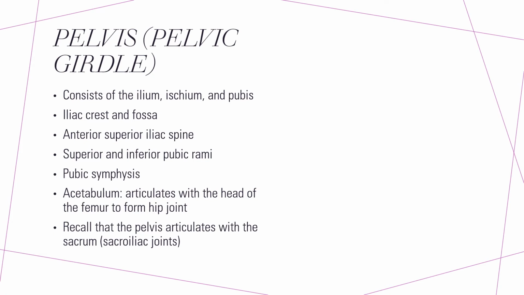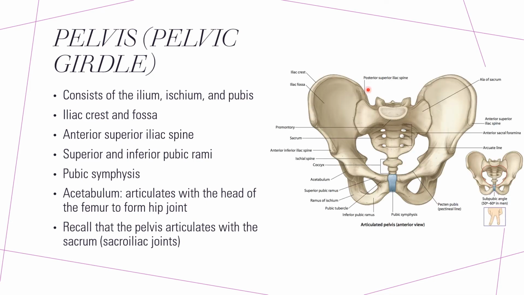Now let's look at the pelvis, i.e. the pelvic girdle, and recall that it consists of the ilium, ischium, and pubis. The ilium is right about here, the ischium is about here, and the pubis is right here.